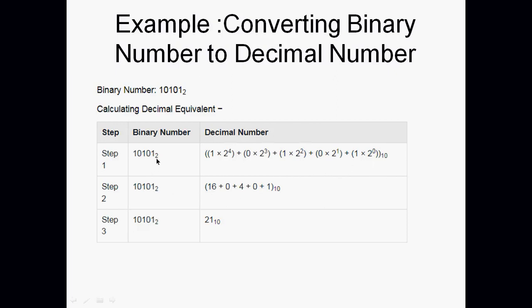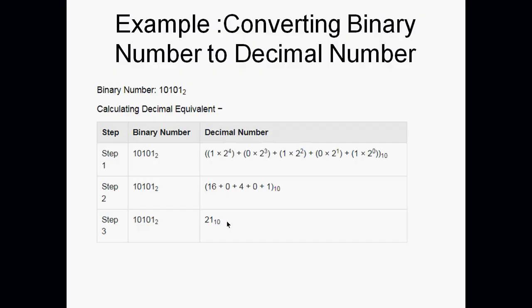So take this 1 into 2 to the power of 0, and another is 0 into 2 to the power of 1. Another digit is 1 into 2 to the power of 2. Another digit is 0 into 2 to the power of 3. Another digit is 1 into 2 to the power of 4. Based upon the power, we multiply, and multiplying the respective numbers, we obtain the values 16, 0, 4, 0, 1. Finally, we add all together, and we obtain the value 21 in base 10.